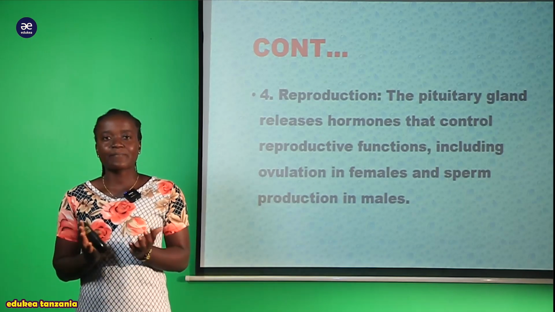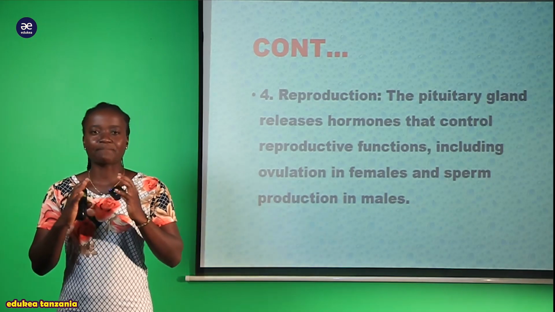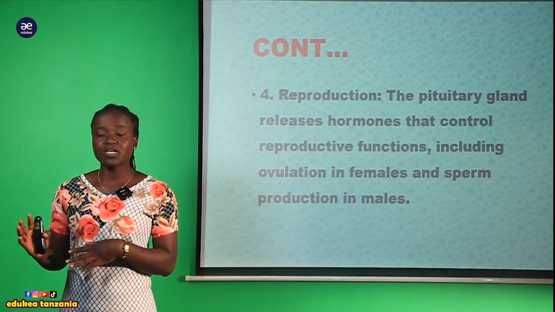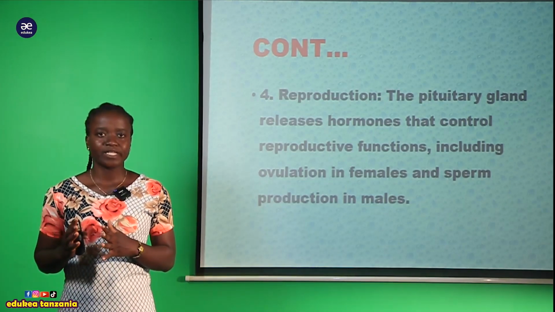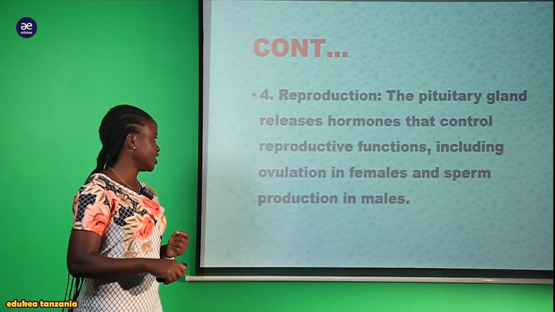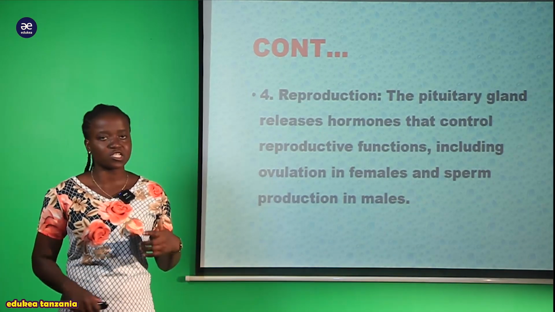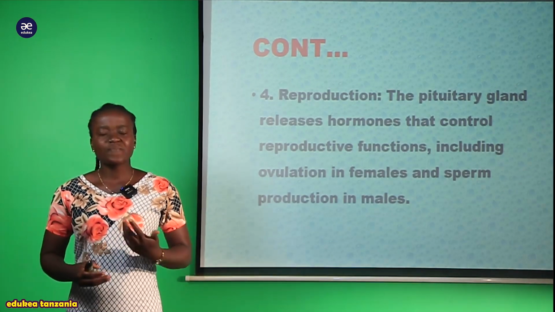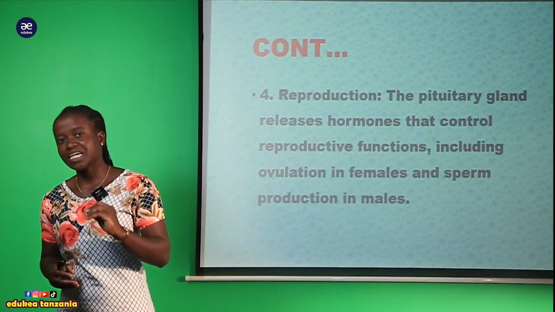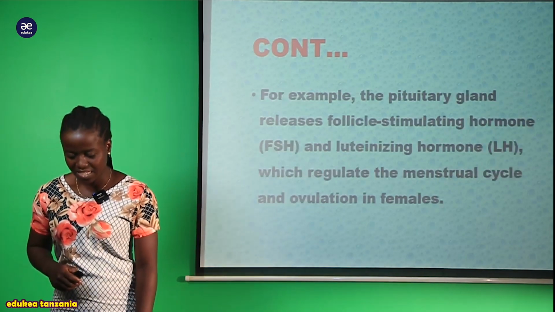Yai linaweza sasa hapa likakomaa au likapevuka. But not only in the female, also within the male, these pituitary glands are involved in the maturation, or we can say in the production of the sperm. So the sperm are produced due to the presence of the pituitary gland. So now let's see this example.